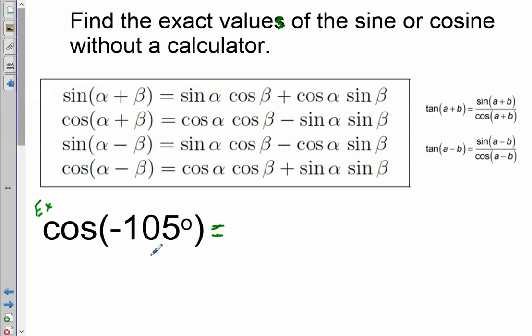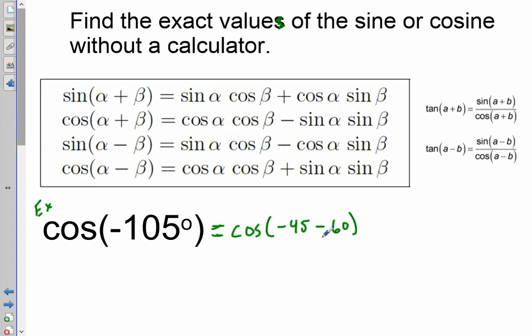However, the question you have to ask yourself is, can you break down negative 105 into our basic angles? And actually, you can. Cosine of negative 105, if you broke it down, has a 5, so I'm going to break that down into 45. Is there a 45 in there? Yes, there is. There's actually 60. We could write this as negative 45 minus 60, and that would give us negative 105.